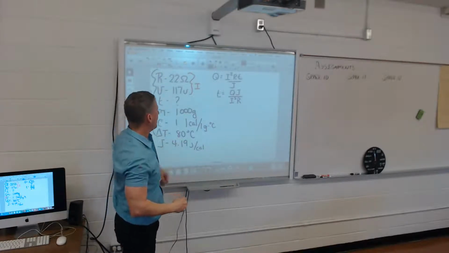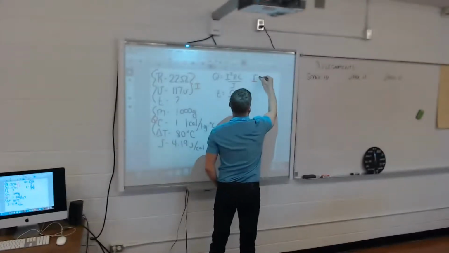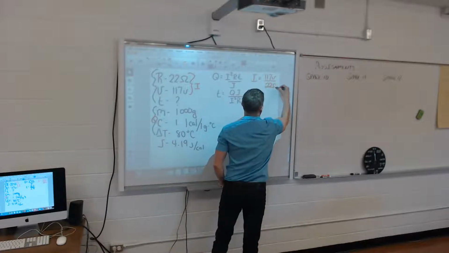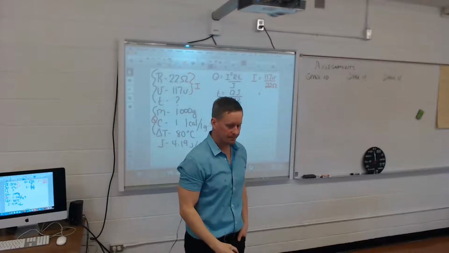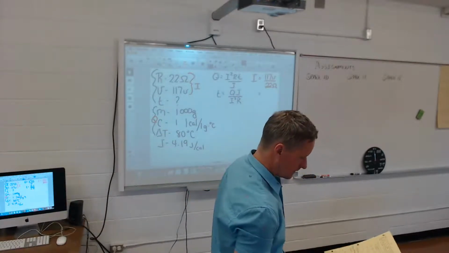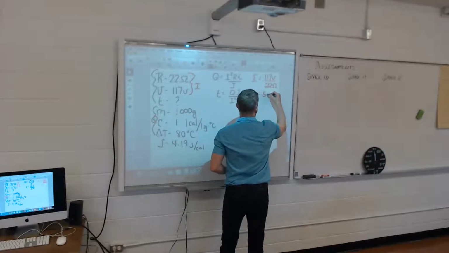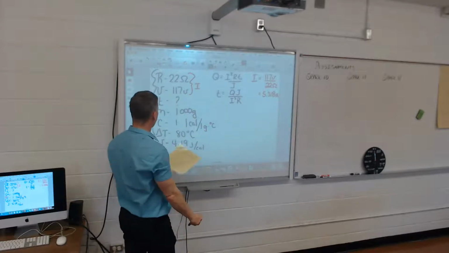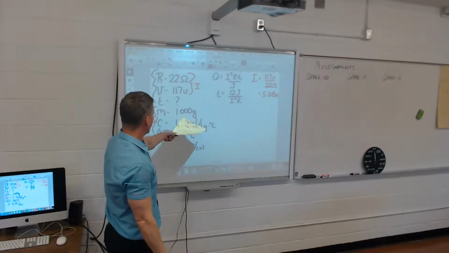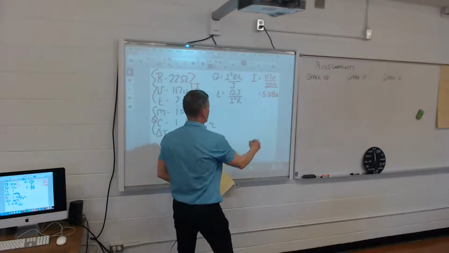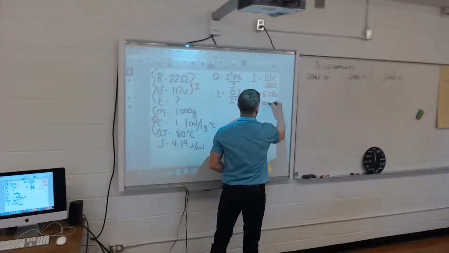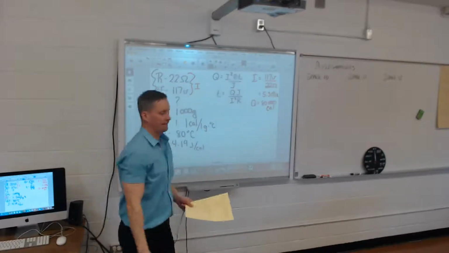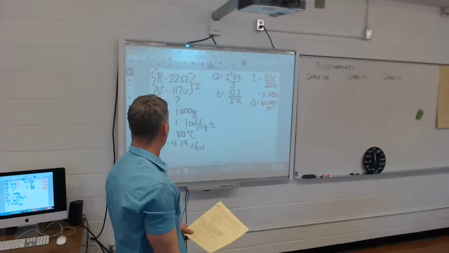So using my V and my R, I is equal to 117 volts over 22 ohms, which is 5.318 amps, perfect. Got it? And then down here I have Q equals MCT, so it's 1,000 times 80. So my Q then is actually 80,000 calories. All right.